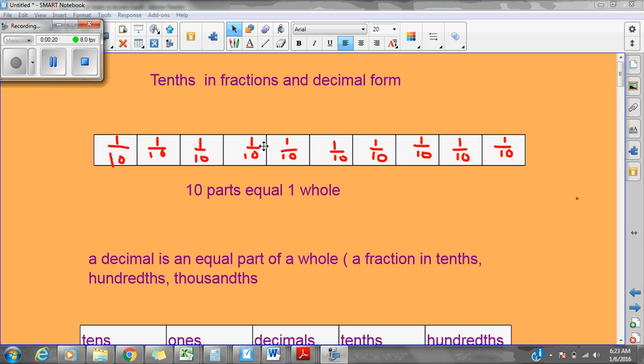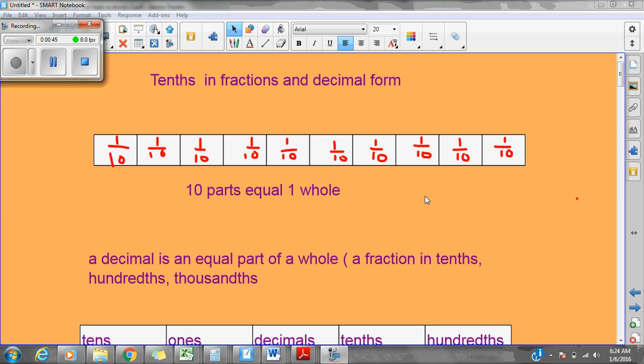1, 2, 3, 4, 5, 6, 7, 8, 9, 10. So then each part would be worth 1/10. And when you add them all together, you get one whole. So your equation would look like 1/10 plus 1/10 plus 1/10 plus 1/10 plus 1/10 plus 1/10 plus 1/10 plus 1/10 plus 1/10 plus 1/10 equals one whole.